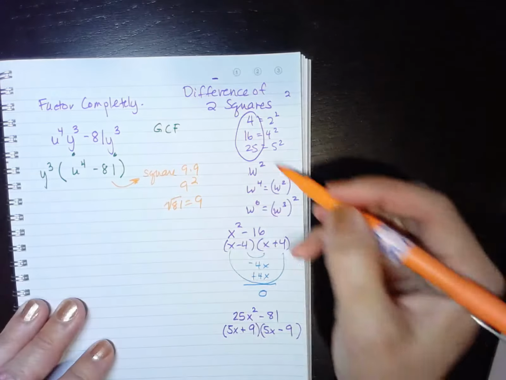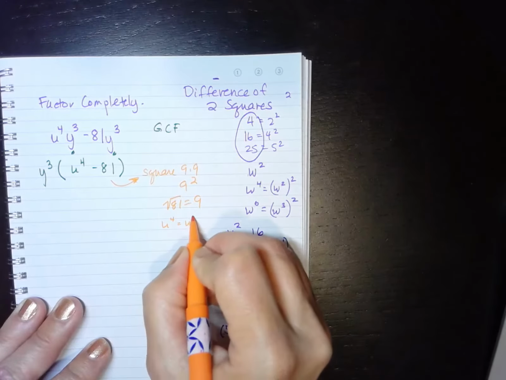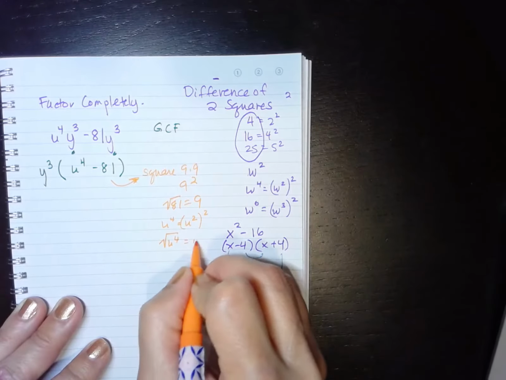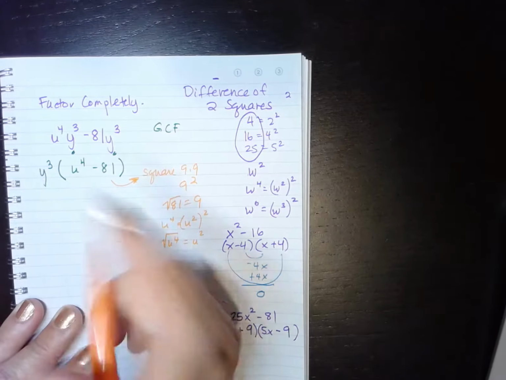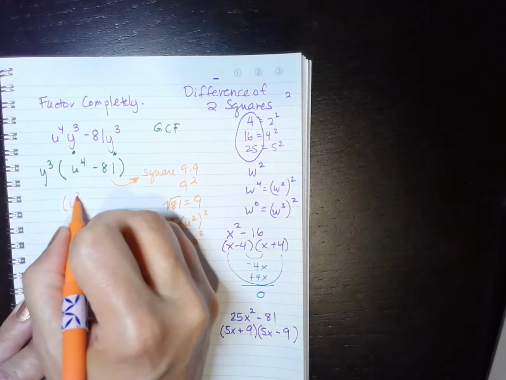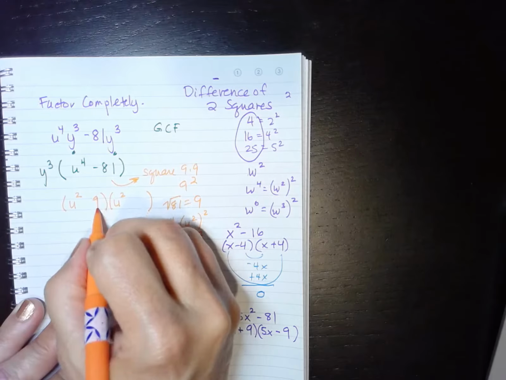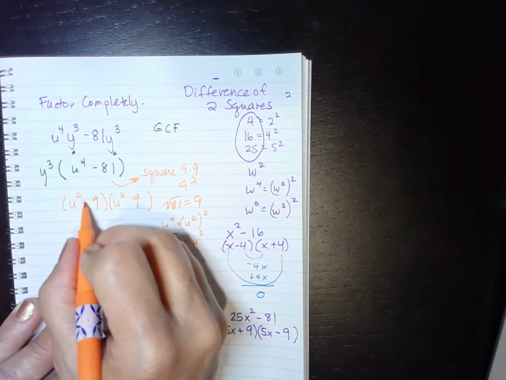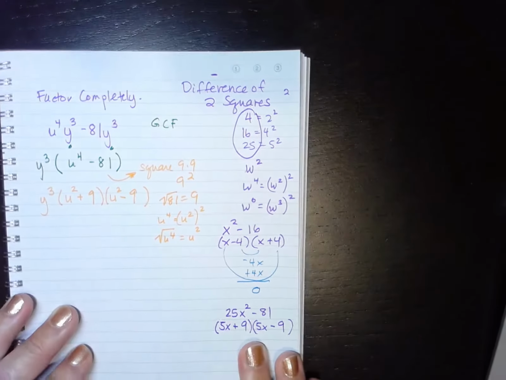u to the fourth, like I said over here, u to the fourth is a square also, because u to the fourth is u to the second squared. So the square root of u to the fourth is u squared. Okay? So, knowing that, this is a difference of two squares. And it will factor as u squared and u squared. The square root of 81 is 9 times 9. And for the middle, remember to disappear, you need one to be a plus and one to be a minus. Don't forget your greatest common factor out front.